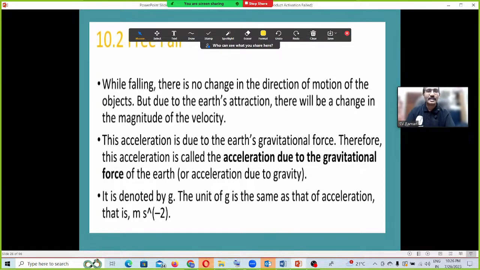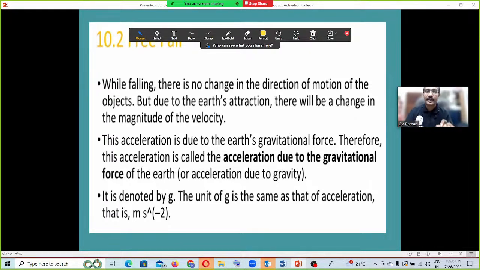While falling, there is no change in the direction of motion of the object, but due to Earth's attraction, there will be a change in the magnitude of velocity. Velocity will change. This is acceleration due to Earth's gravitational force. Therefore, this acceleration is called acceleration due to the gravitational force of the Earth.